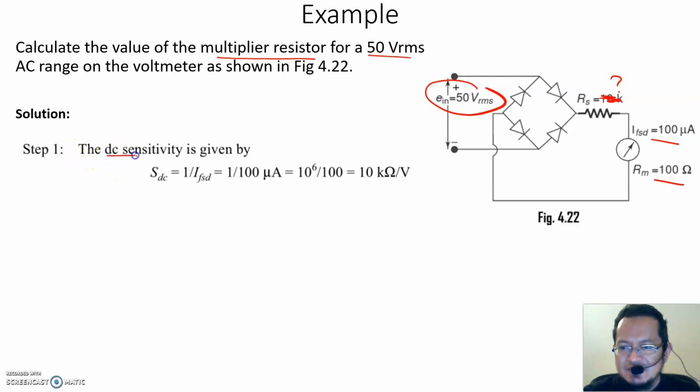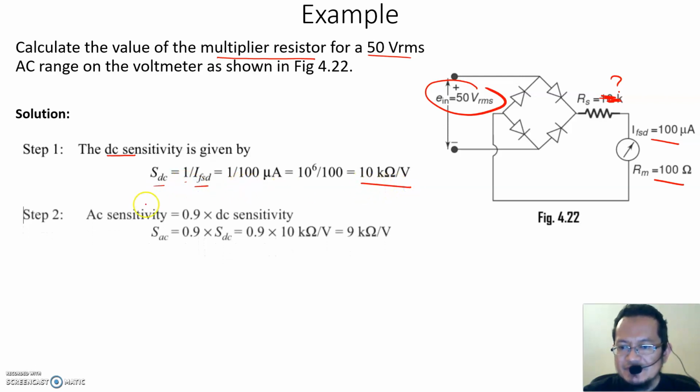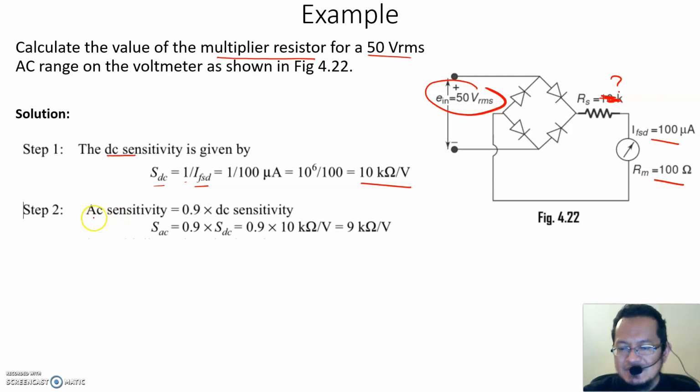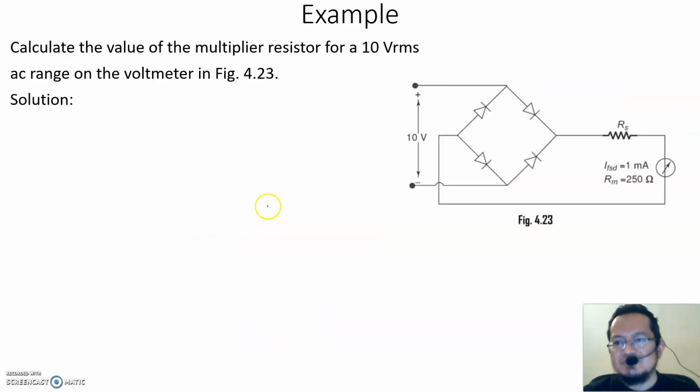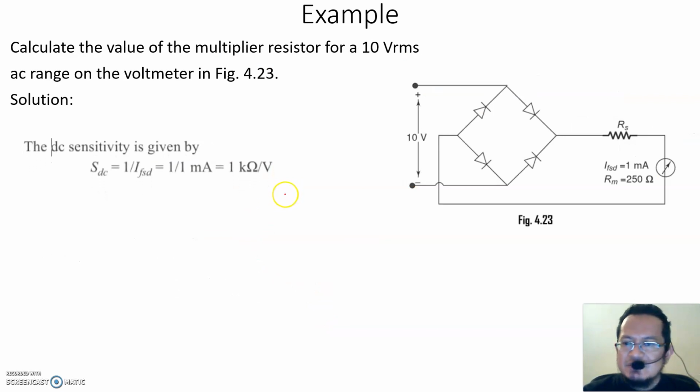To calculate the DC sensitivity, it is 1 over the full scale deflection current, and you have 10 kilo ohm per volt. Step 2, calculate the AC sensitivity using this formula: SAC is 0.9 times SDC, which is 9 kilo ohm per volt. Then the multiplier resistance is Rs equals SAC multiplied by the range, the RMS voltage, minus 100. If we crunch in the numbers, we have the multiplier resistance around 450 kilo ohms.